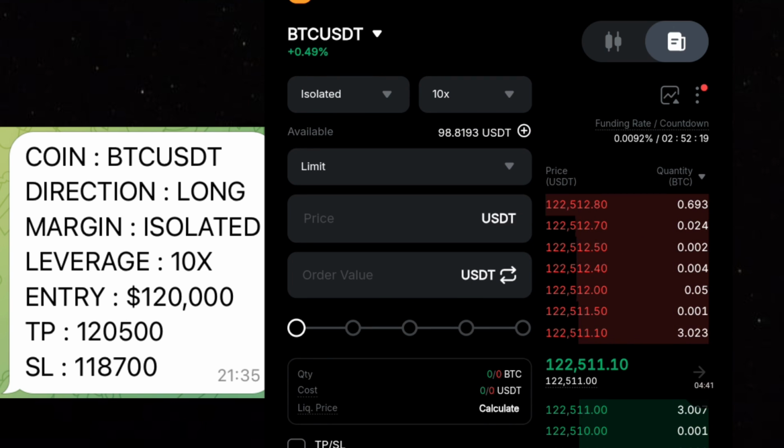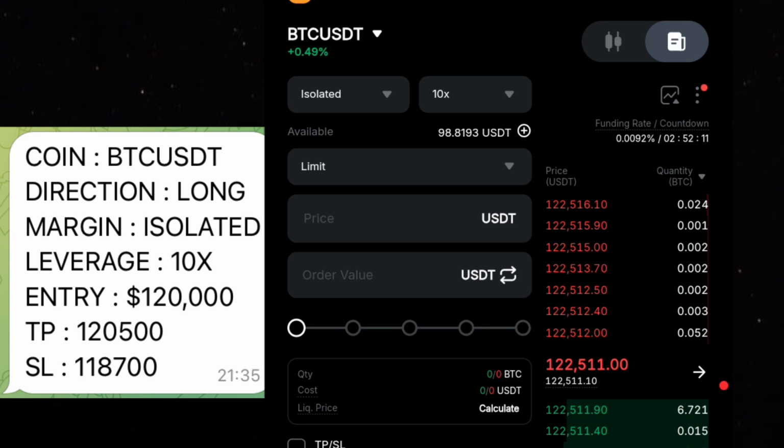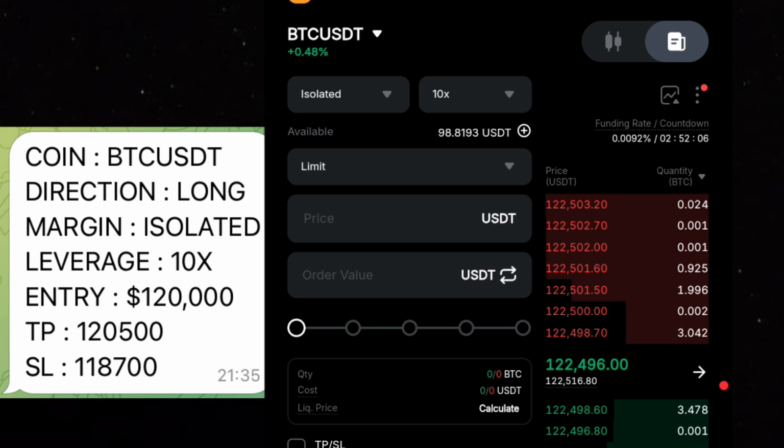Okay, so we're going to get straight to the next thing, which is entry price. You can see the entry price on the screen here is $120,000 for Bitcoin. Okay, so this simply means that these guys think that Bitcoin is actually going to be going up.